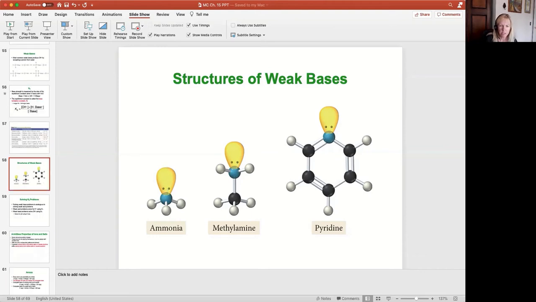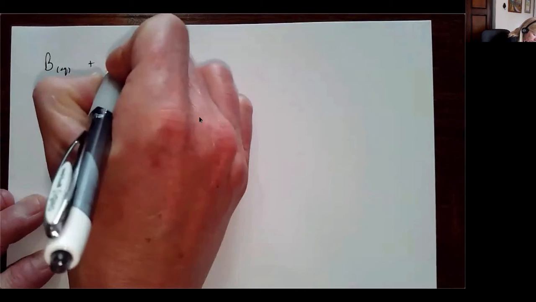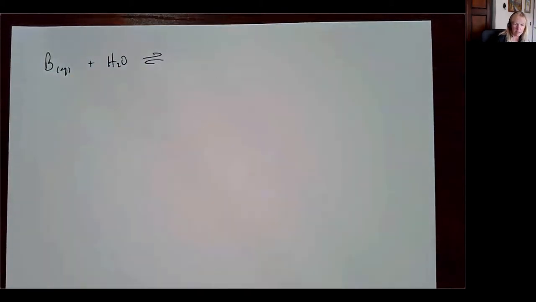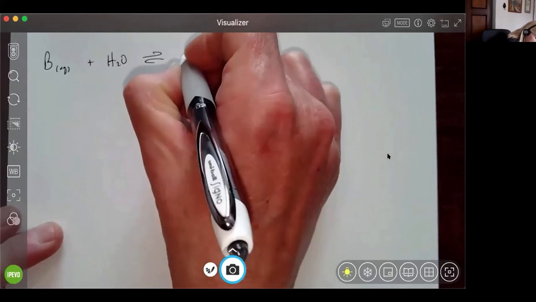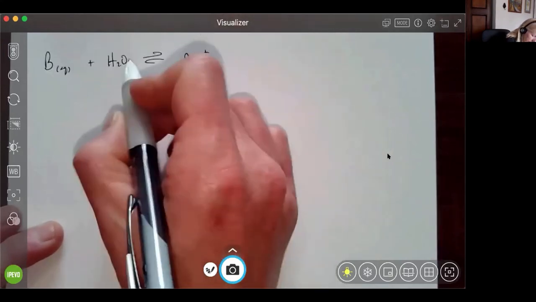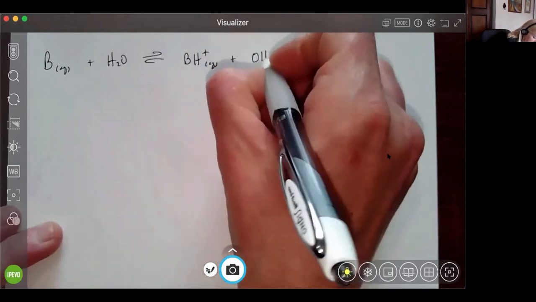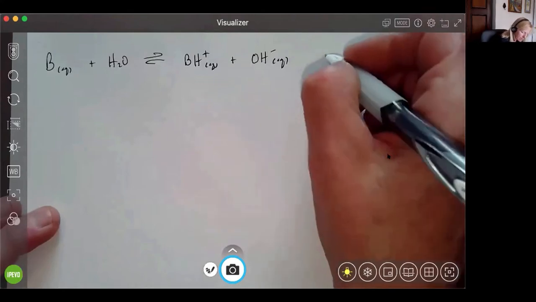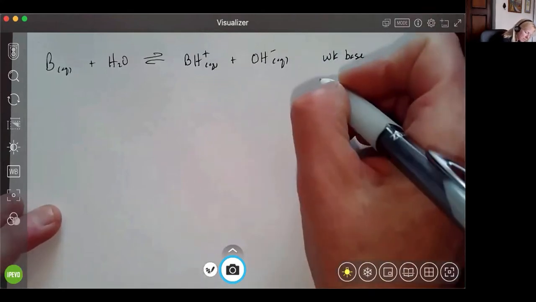We can treat these just like we treated Kas. So if I have a base, and we'll just say generic base B, and I have that in water, if it's a weak base, it's going to partially dissociate and form BH+. So it's going to pull a hydrogen ion off of water and form hydroxide ion. So it's going to partially ionize here. And this would be a weak base, which means it's going to have a Kb.